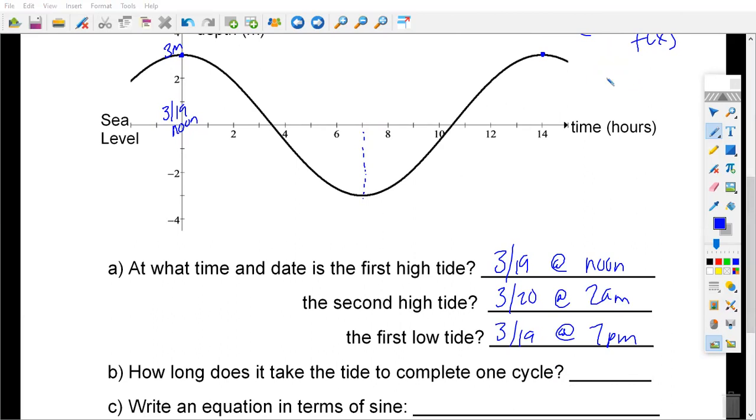All right, so then it asks, how long does it take the tide to complete one cycle? 14 hours, good job. So that 14 represents our what? Our period, good job. 14 hours, and that is going to equal our T. Do I have enough information about this graph to create a function? Yes, I do, right? I can create a cosine and a sine function because that's what we learned in 9.5, right? There's one of each, okay?